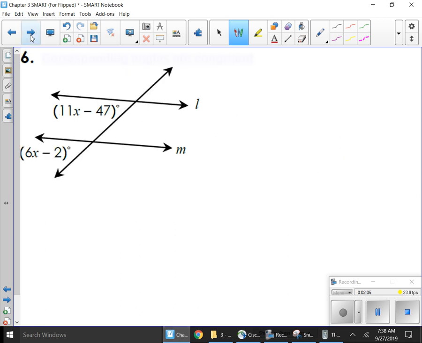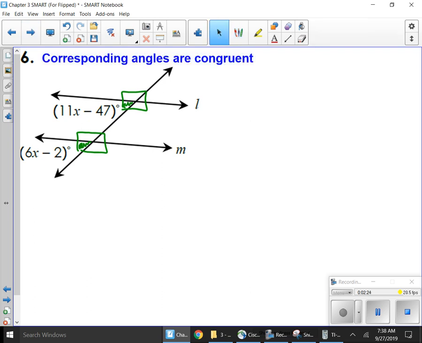Let's jump on over to example 6. Taking a look at example 6 here, we get corresponding angles. Again, corresponding, if we look at each set of 4, these are the angles that are in the lower left-hand corner, so they match up in their positions. Corresponding angles are congruent. So corresponding angles being congruent lets us set their measures equal to one another.